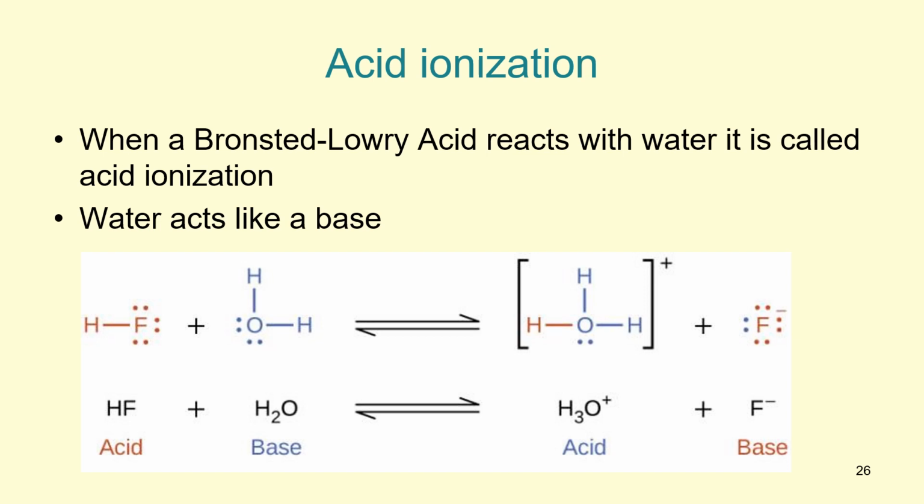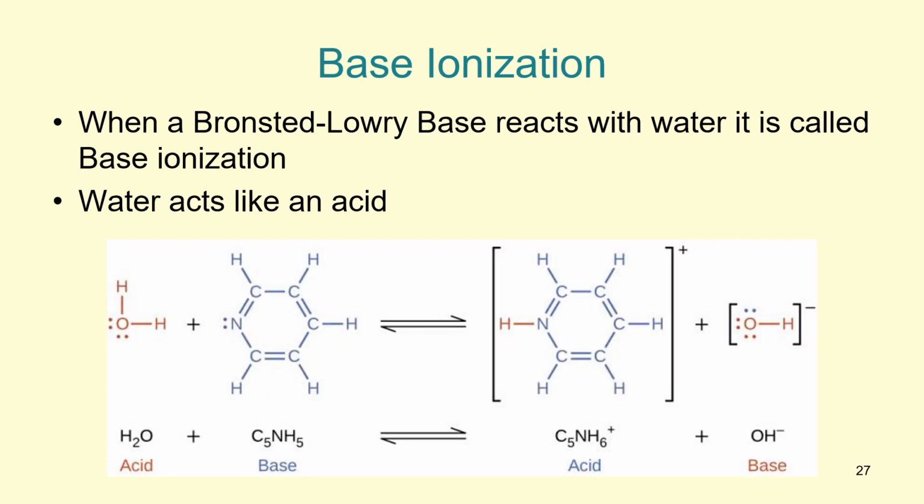We know that water acts like a base in this case, and so the acid will donate an H plus to become H3O plus, and then the conjugate base of the acid is left over. So this is ionization when an acid reacts with water to give H3O plus and a conjugate base. It's called acid ionization. And in the same way, we can have base ionization.